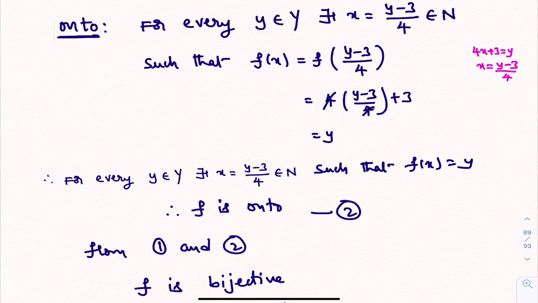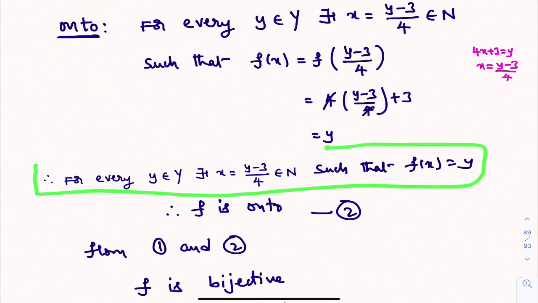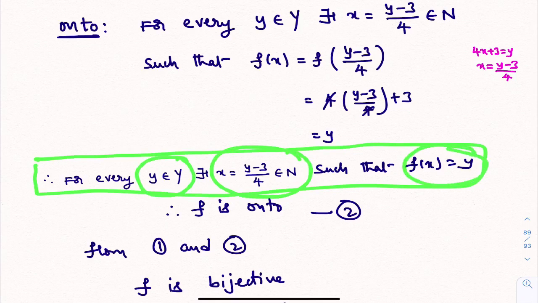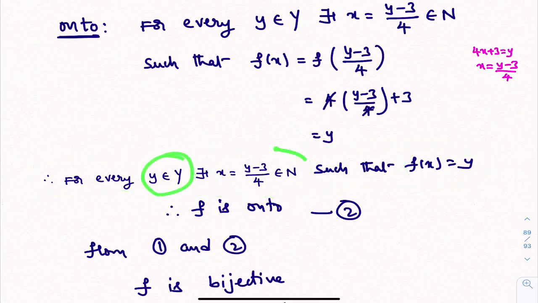Okay, here the actual main thing is this. What is the definition of an onto function? For every element in the codomain set, there exists x in the domain set such that f of x equals y. For every y belongs to Y, there exists x belongs to the domain set such that f of x equals y. When you prove these things, then we can say the function is an onto function. That is what we learned from the definition. Okay, this is what I am trying to prove now.